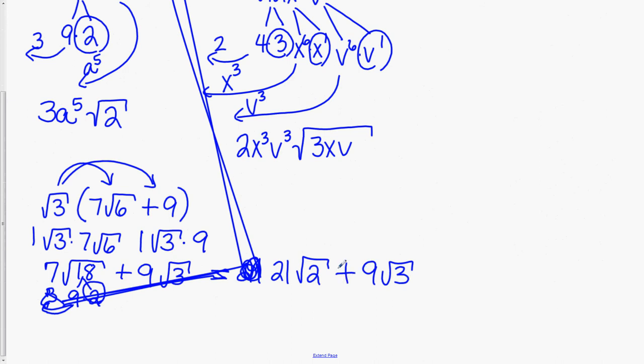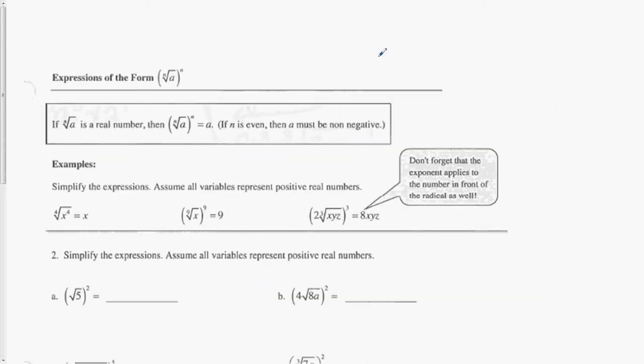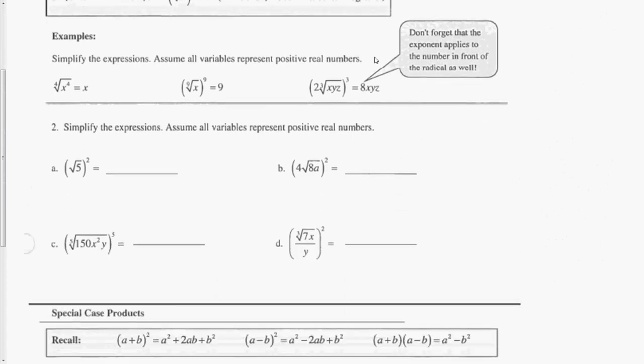So there's somewhere you had to FOIL. There's somewhere we did distributive property. There's somewhere we just had to multiply and simplify. So now let's look at the next page. Now this is kind of talking about something that I've already mentioned.